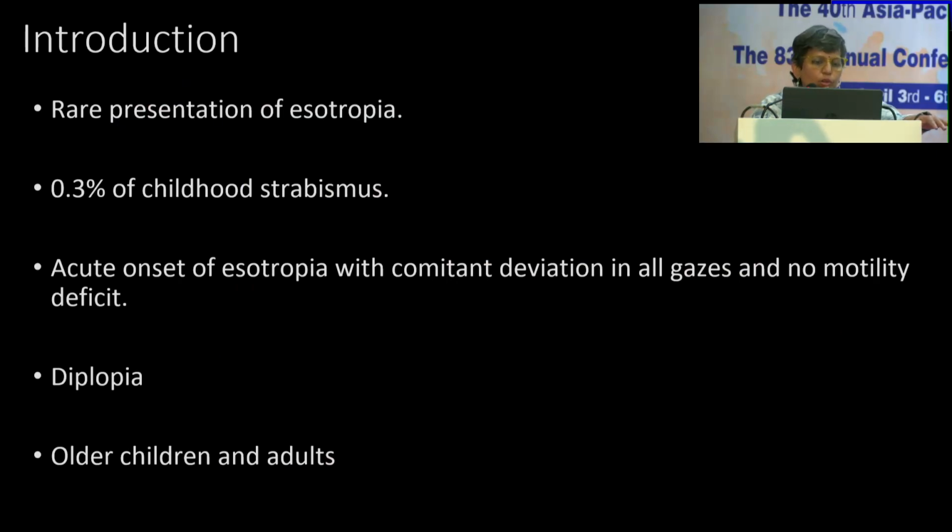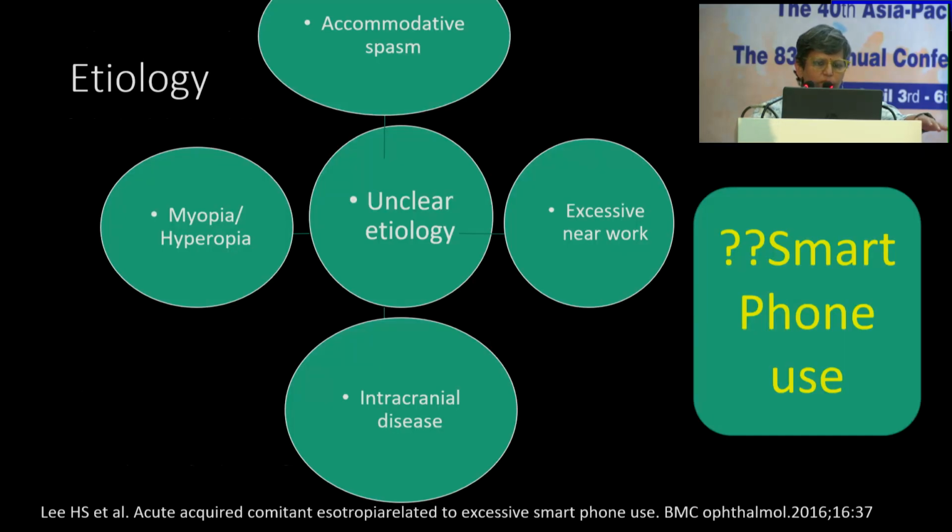So acute comitant esotropias are rare, 0.3% of childhood strabismus. Acute onset esotropia with comitant deviation, basically ocular motility is full. They do present with diplopia. Younger children may not have diplopia, and most people who are affected are either older children or adults. These are the postulated etiological mechanisms, with a very large group of unclear etiology, and a large group which has probably excessive smartphone use. This Korean article has very specifically said smartphone use of more than 4 hours is very much a risk factor. And of course, a big risk factor here is myopia also.